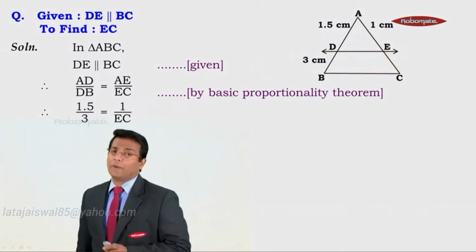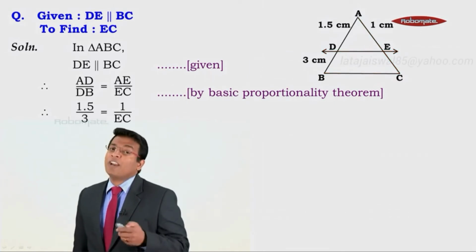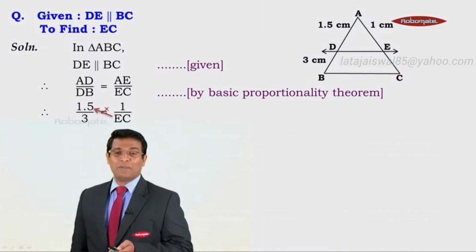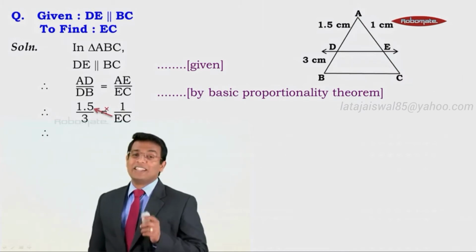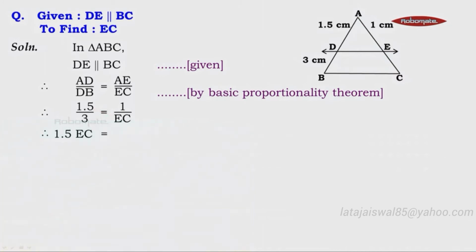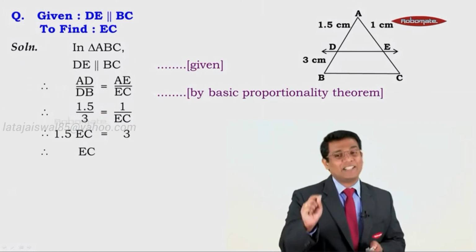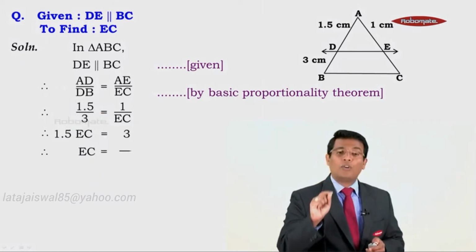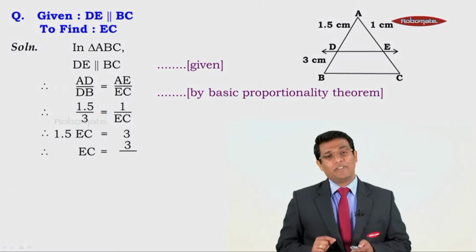Now this is what we have right now, right? So now we need to find the value of EC. What do we do? We just cross multiply. What do we get now? EC into 1.5, right, is equal to 3 into 1. What is that? It is nothing but 3. So now EC is equal to 3 upon 1.5. This is what we have now.